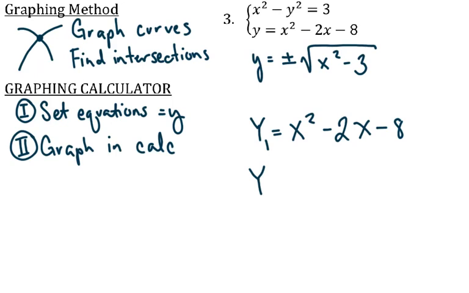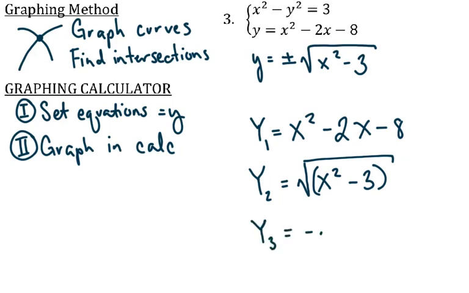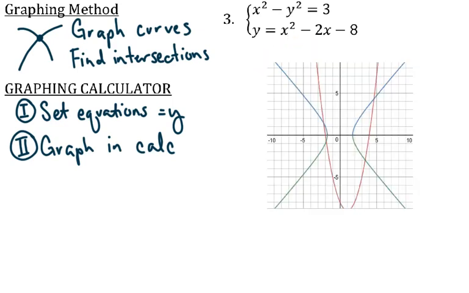For the next one, we're going to put in two separate equations. We're going to have the positive square root of x squared minus 3. Make sure that you're including parentheses if your calculator needs you to do that. And then we're going to have a third equation, which is the negative square root of x squared minus 3. So in this case, you're actually going to have three equations, with two separate ones, positive and negative, to deal with this plus or minus.